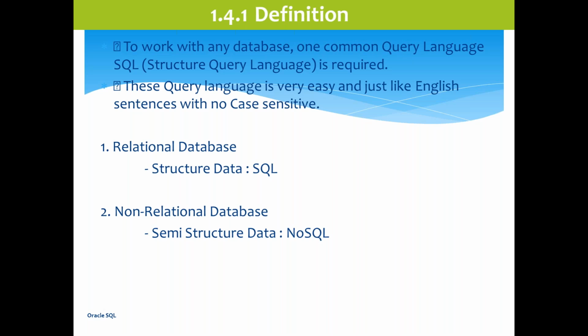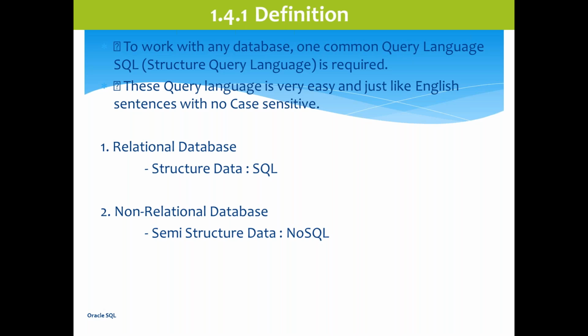This query language is of two types. One is SQL and another is NoSQL. If we are using a relational database, then that is called the SQL language. That will support structured data. Column and row combinations will be there. If you are using those types of databases, then we have to use an SQL database.